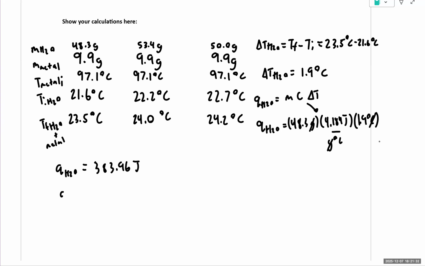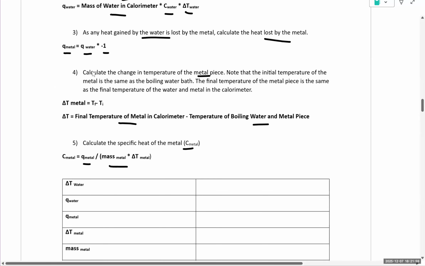And we know that Q metal is equal to negative Q water, which would be negative 383.96 joules. In practice, we'd round this answer to 380 joules, but we're not going to round till the end when we're doing this calculation series to avoid introducing rounding error.